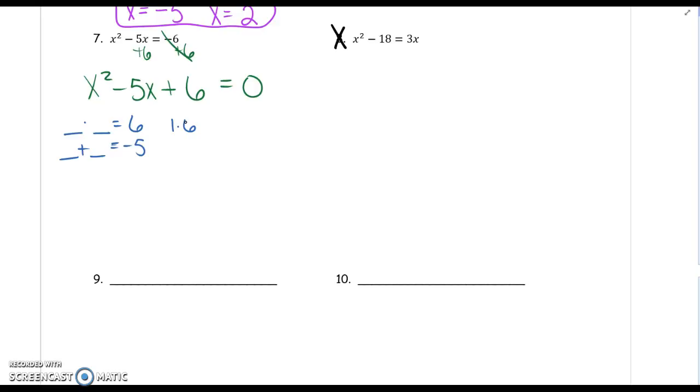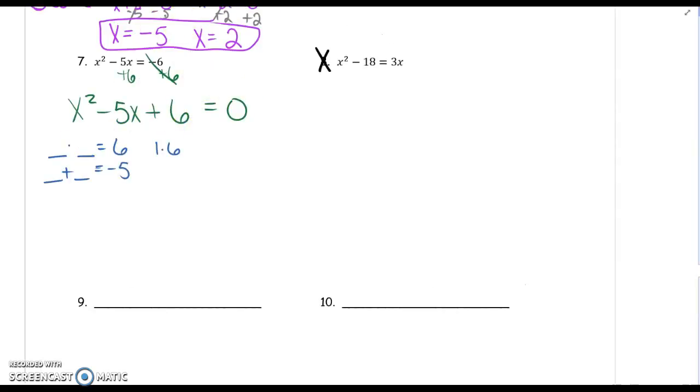It's negative 6, but we need to multiply to get positive 6. So we either need both of our numbers to be positive or both of them to be negative. But negative 1 and negative 6 would be negative 7. So this isn't working. Is there another pair of numbers that multiplies to 6? 2 times 3. 2 plus 3 is positive 5. But if we made both of them negative, negative 2 and negative 3, multiply to positive 6 and add up to negative 5. So our factored form is x minus 2, x minus 3 equals 0.